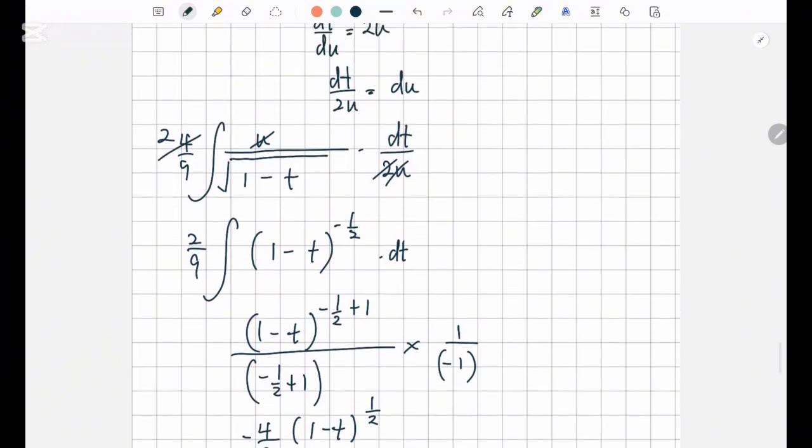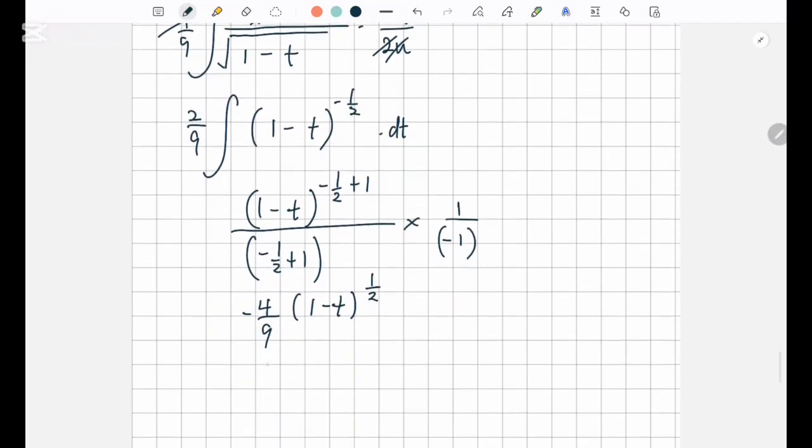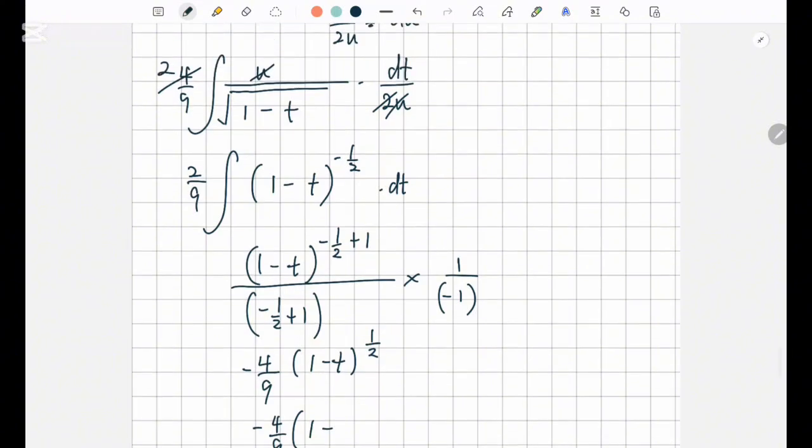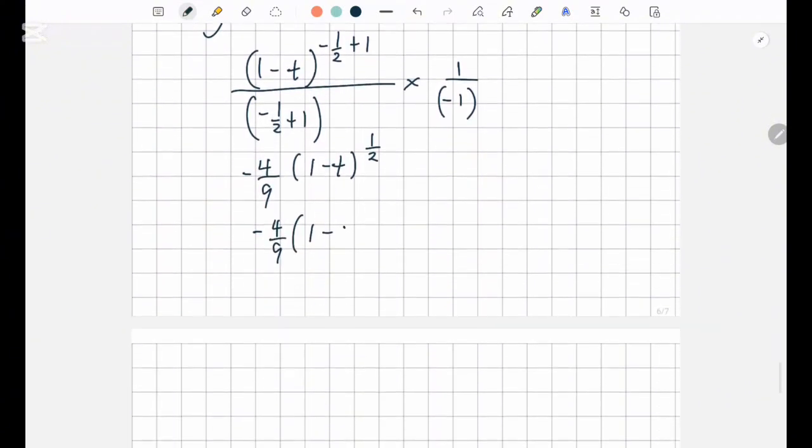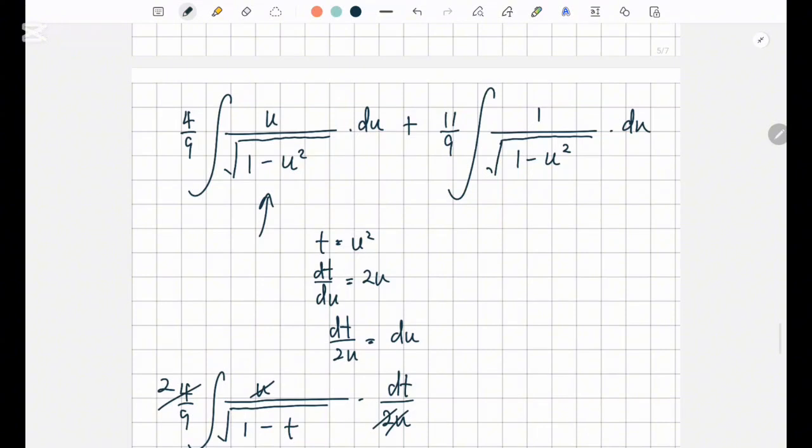And when you put t back in, it's going to be negative 4 over 9 into 1 minus, and instead of t I'm going to write u squared, to the power half plus, now the integral of this is going to be sine inverse u, right? Straight away you can get that answer, because you have to know that the integration of 1 over root 1 minus u squared is sine inverse u.